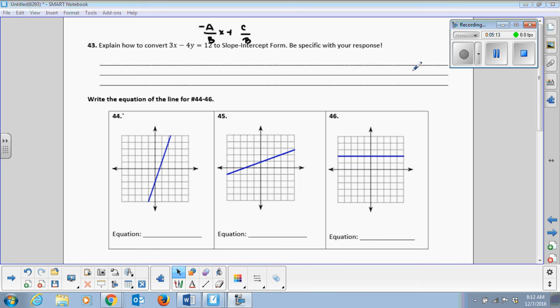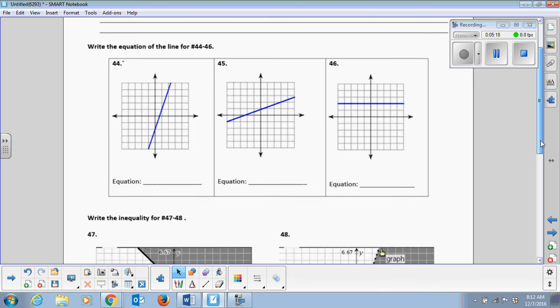For 44 through 46, you need to go and find the full equation for each of these. So just like we did with slope from a graph, you need to find two good points. So on 47, that looks like a good point. This one looks like a good point. So do rise over run. So I went up 1, 2, 3 squares and over 1. So my rise was 3 over 1.